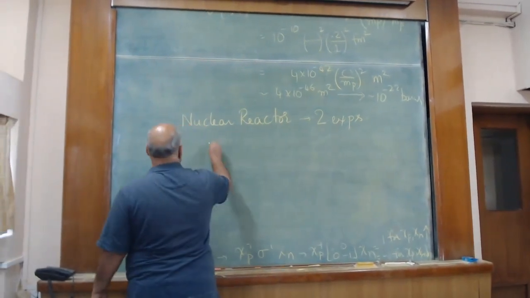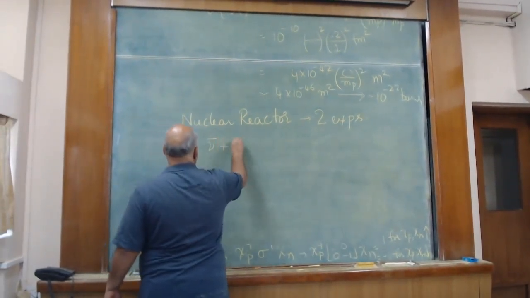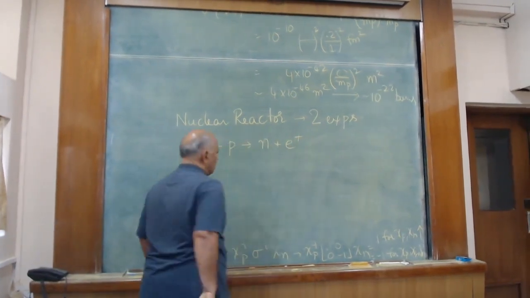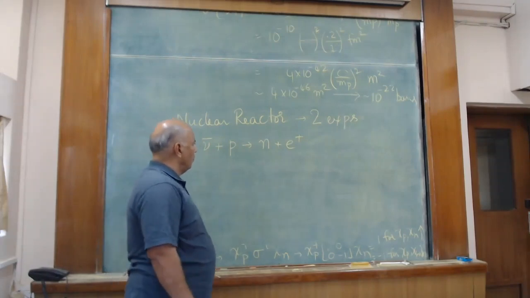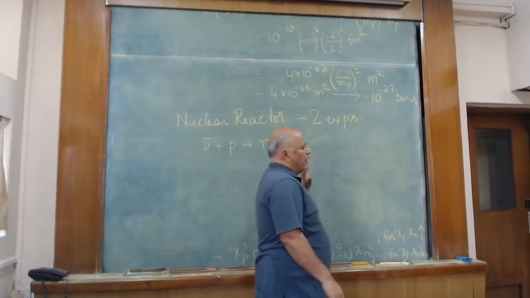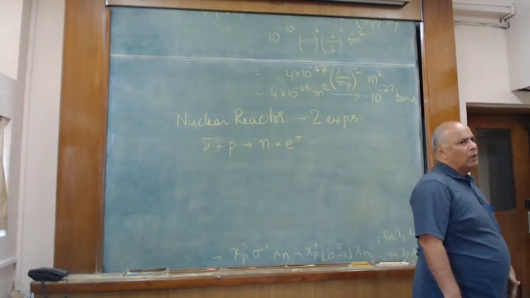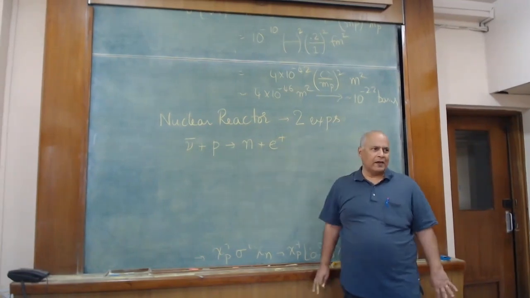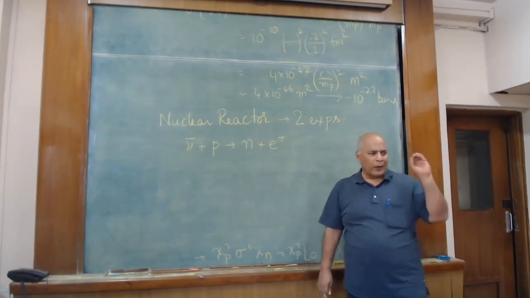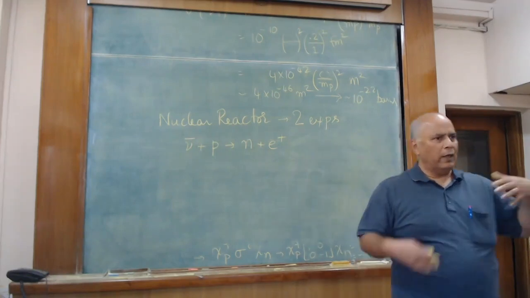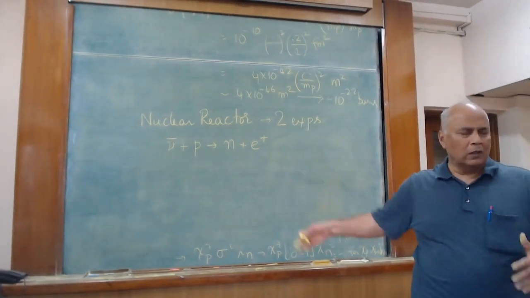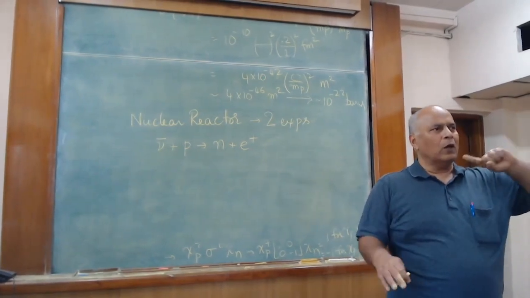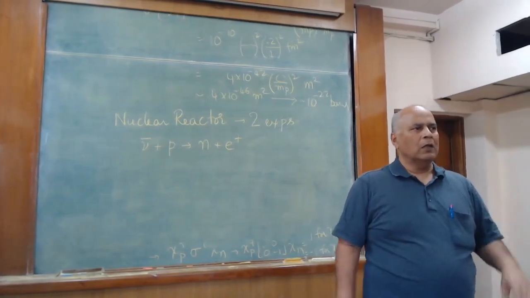So you want nu bar interacting with the proton. Suppose this interaction takes place. First, how do I identify this interaction? Quite often in these interactions, we detect only one of the final state particles.